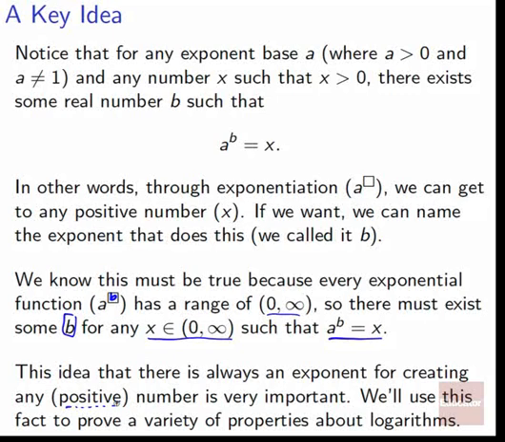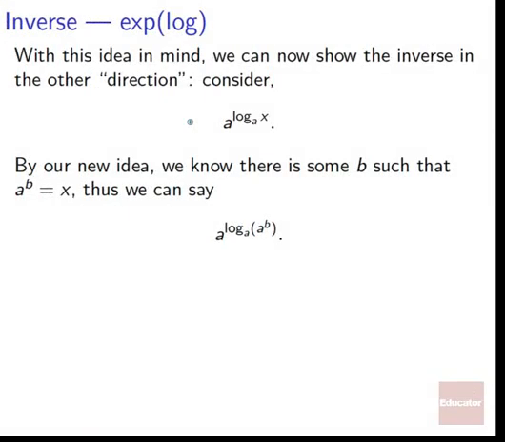We'll use this fact to prove a variety of properties about logarithms, so we want to keep this idea that if we've got some x and we know we have some base a, then there has to exist some real number b to make a to the b equals x. So you start with a base a, you start with some sort of destination x, you're guaranteed that there is a b that will get you to that destination through exponentiation. With this idea in mind, we can now show inverses in the other direction.